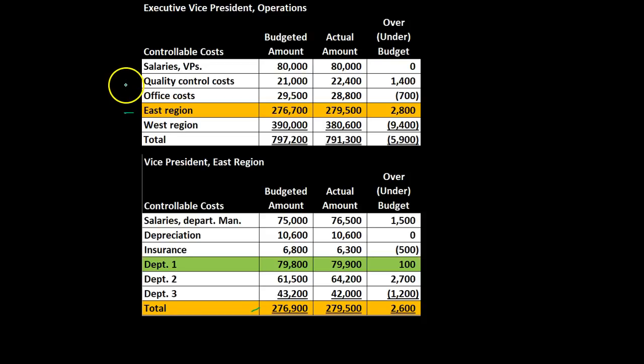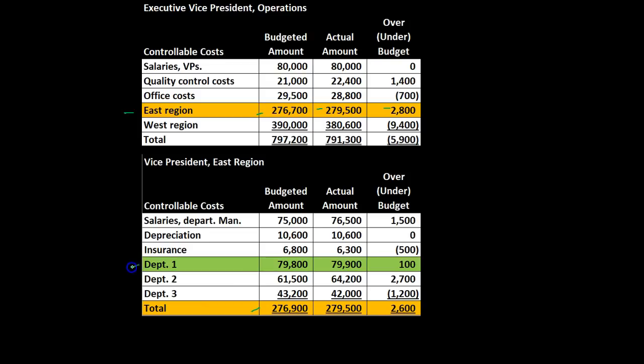So we can see up here in this report, on the upper level of our hierarchy, the executive vice president has more controllable costs, is overseeing more costs, of course, but has less detail than we see down here on the vice president of the regional office. The totals then being our line item here. So our line item within the executive vice president operations report is broken out to the detail in the vice president for the East region report. And of course, those totals add up there.